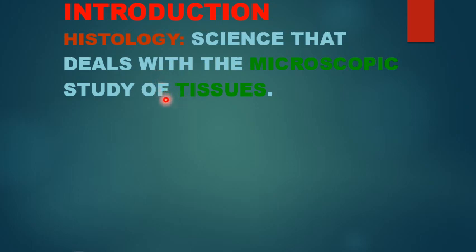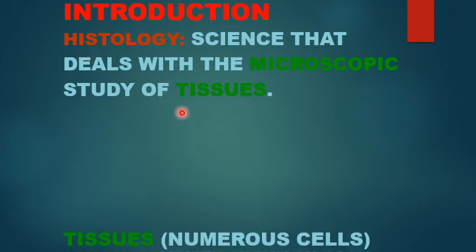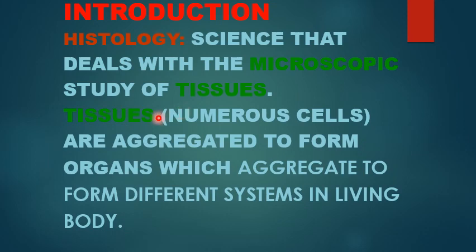There is another word, it should be written here: you are going to see normal tissue, not abnormal. Normal tissue is the meaning of the word histology, while if it's abnormal tissue, it is another subject called pathology. What is the meaning of tissue? Many cells aggregated together form a tissue, and the tissues form organs, and the organs form a system of the body.